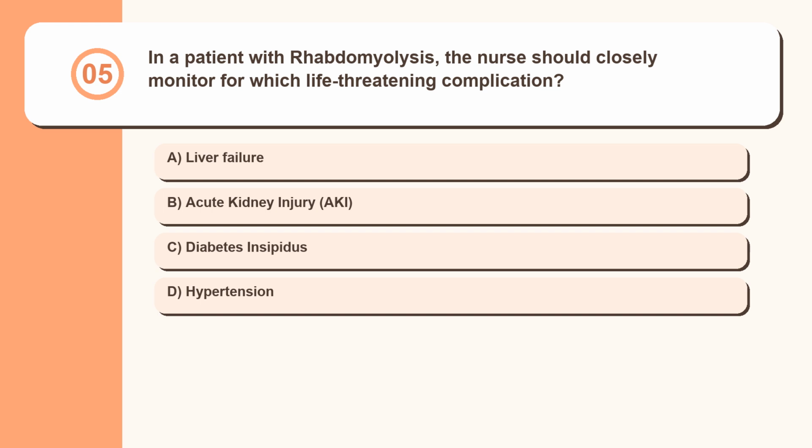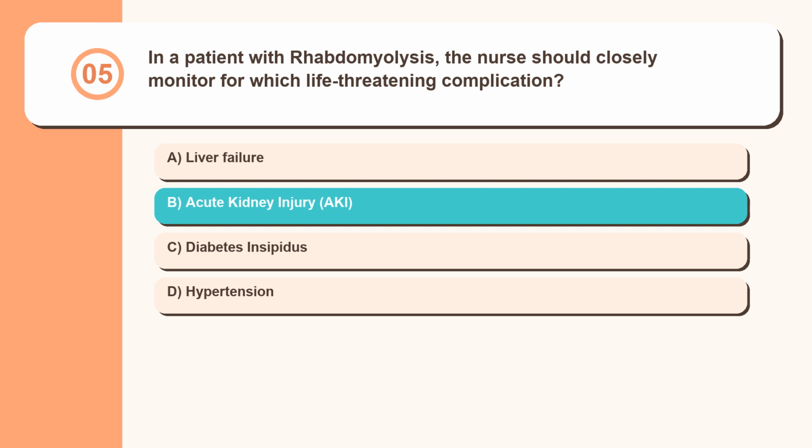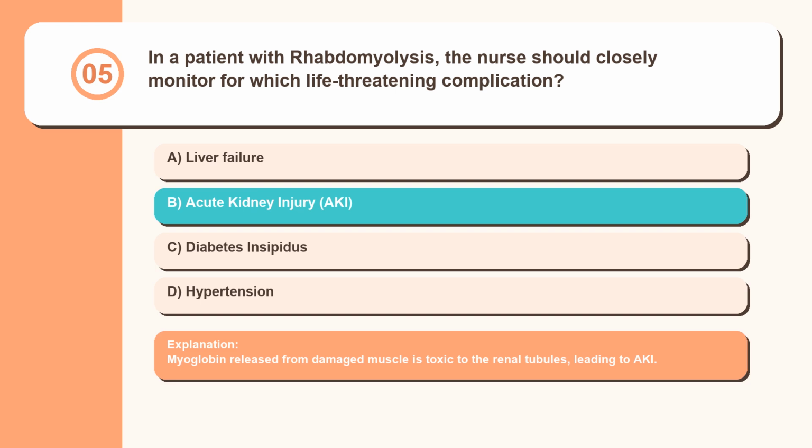Question 5. In a patient with rhabdomyolysis, the nurse should closely monitor for which life-threatening complication: liver failure, acute kidney injury, AKI, diabetes insipidus, hypertension. Myoglobin released from damaged muscle is toxic to the renal tubules, leading to AKI.